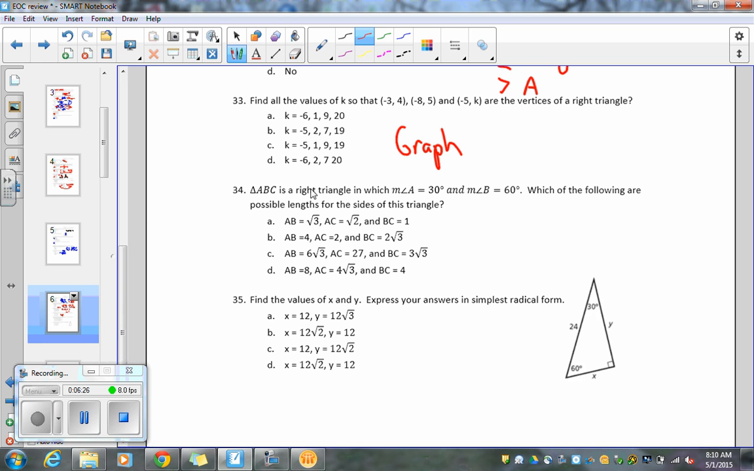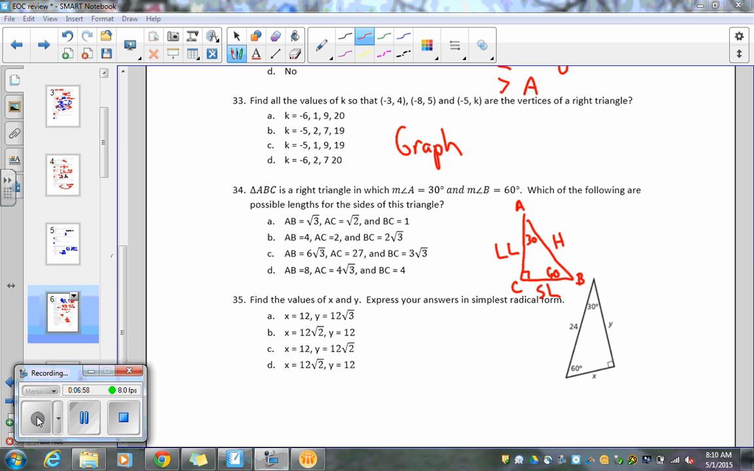If triangle ABC is a right triangle, with angle A 30 degrees and B 60, which follows the possible lengths of the sides of the triangle. So this is another special right triangle. This is a 30, this is 60. This right here is the long leg, this is the short leg, and this is the hypotenuse. The short leg and the hypotenuse will always be multiplied by 2. So this would be A, this will be B, and I'm assuming this right here will be C.